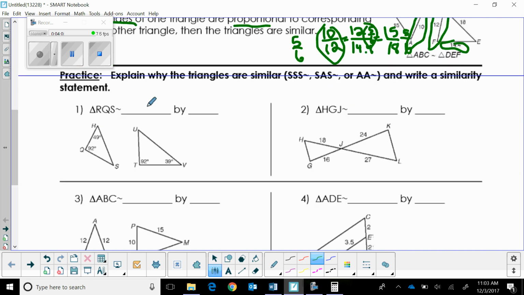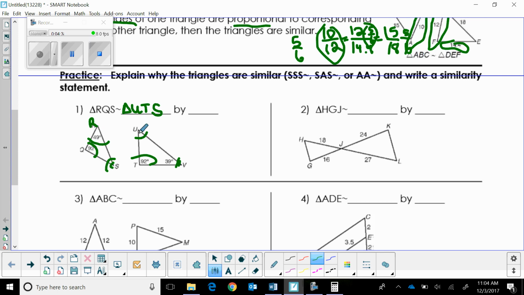Okay, so let's practice and see if we can figure out which ones are similar. So we have triangle RQS. It's similar to, well, R's angle would have to match U's angle. So we would say triangle U. And then T is next. And then S must be 39, just like V is. So UTS, excuse me, by what?